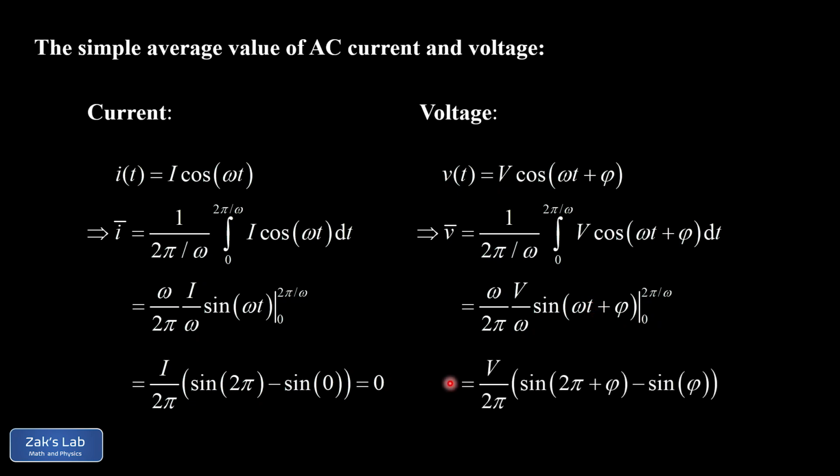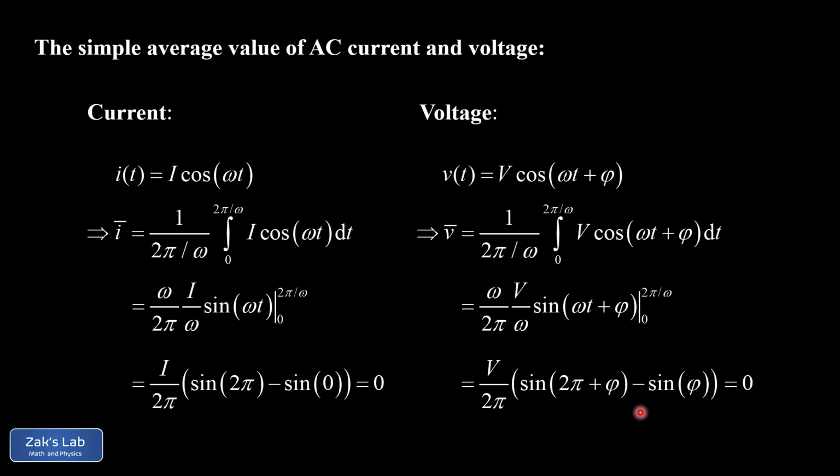And now to simplify this, we have to make a periodicity argument. We remember that the sine function is a periodic function with a period of 2 pi. And that means if we take the sine of x plus 2 pi, that's the same as the sine of x. So by using the periodicity of the sine function, we can see that this difference here in the parentheses, sine of 2 pi plus phi minus sine of phi, must vanish. So our average voltage is also 0.